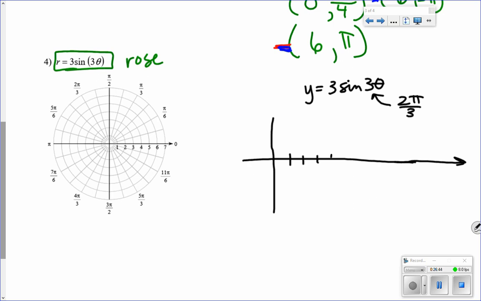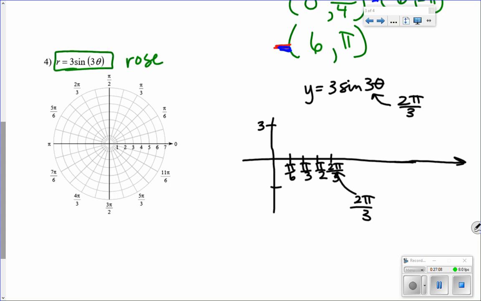Start that same way. Keep in mind that's 2 pi divided by 3 there, 2 pi over 3. Do the halfway mark, pi over 3, pi over 6: 1 pi over 6, 2 pi over 6, 3 pi over 6 gives me pi over 2 in that third spot. 2 pi over 3 is where I would stop.